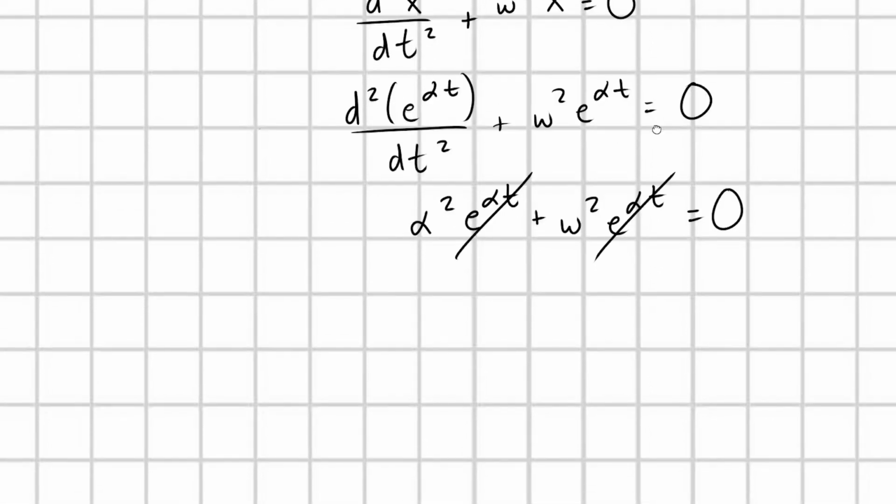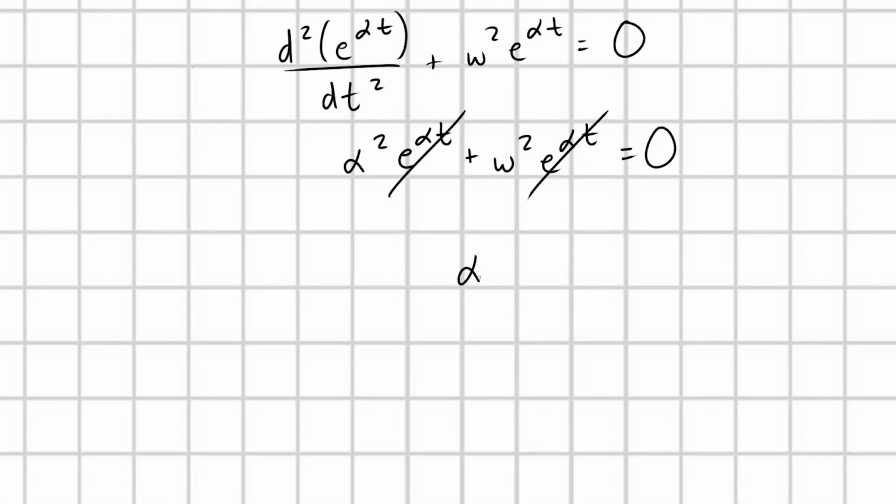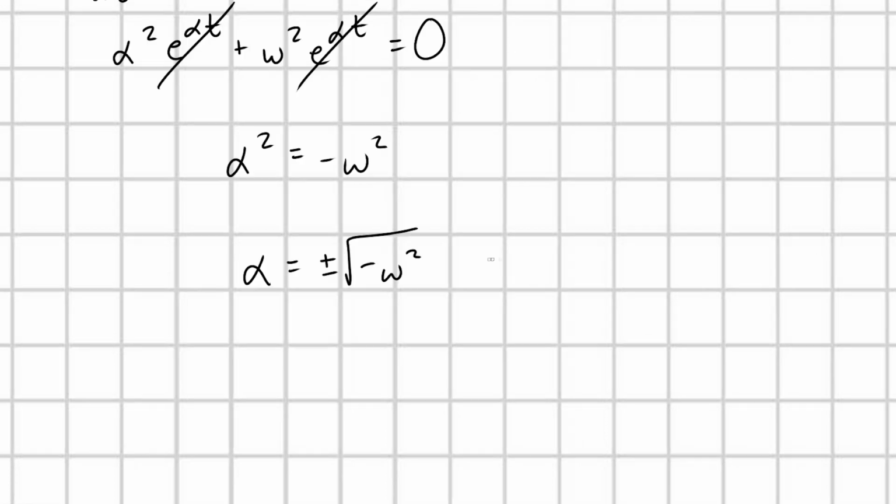Beautiful. So therefore, alpha squared equals minus omega squared, and alpha equals plus or minus the square root of minus omega squared. Ooh, square root of a negative number. Whoa. Okay. We're okay with this. This will give us plus or minus omega times i.